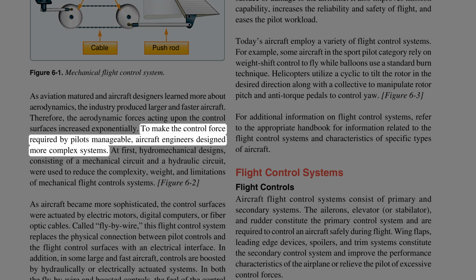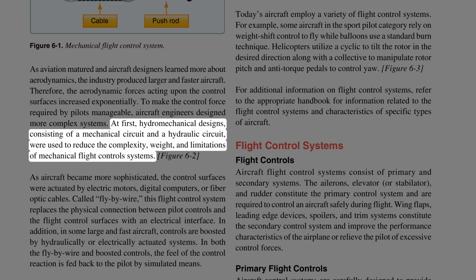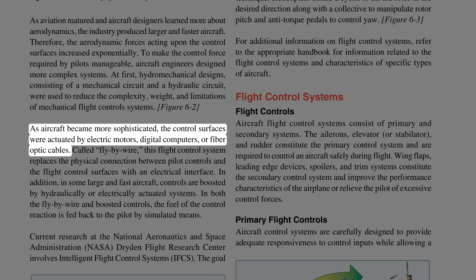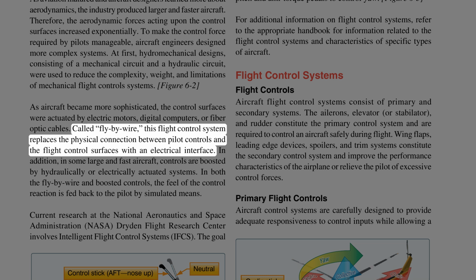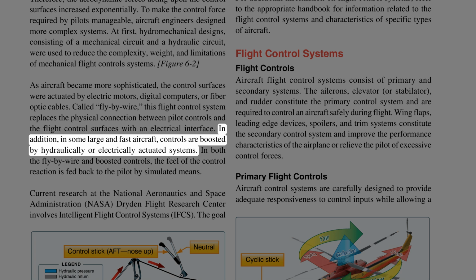To make the control force required by pilots manageable, aircraft engineers designed more complex systems. At first, hydro-mechanical designs, consisting of a mechanical circuit and a hydraulic circuit, were used to reduce the complexity, weight, and limitations of mechanical flight control systems. As aircraft became more sophisticated, the control surfaces were actuated by electric motors, digital computers, or fiber optic cables. Called fly-by-wire, this flight control system replaces the physical connection between pilot controls and the flight control surfaces with an electrical interface. In addition, in some large and fast aircraft, controls are boosted by hydraulically or electrically actuated systems.